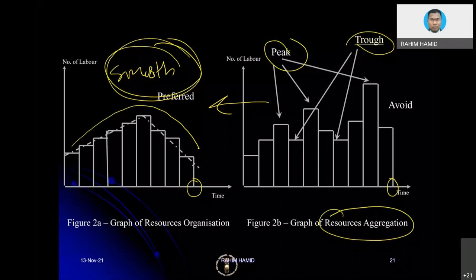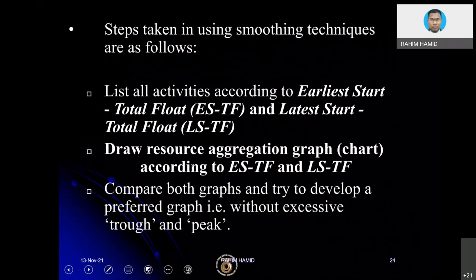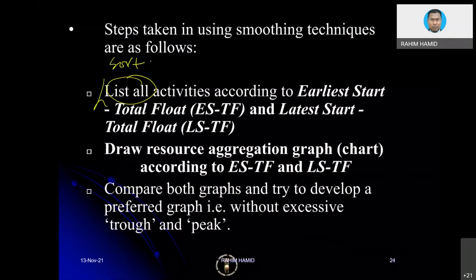That is the concept. Having said that, now we come to how to do this resource smoothing and subsequently resource leveling. So we start with the steps. Step number one: list all activities. I would say not only list, we are going to sort. That would be the best word: sort and list activities according to the early start date.